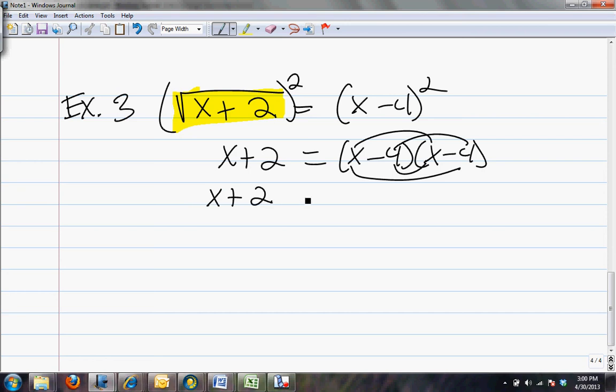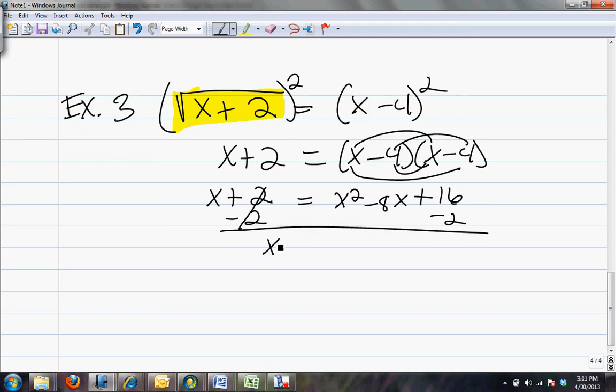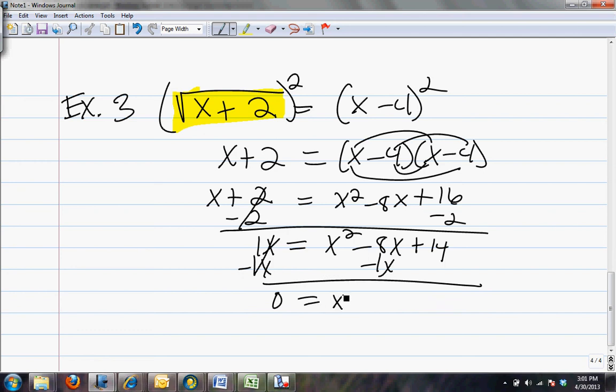All right. Hopefully you got x plus 2 is equal to x squared minus 8x plus 16. Then we're going to set this equal to 0. So I'm going to subtract 2 from both sides. X is equal to x squared minus 8x, because this is how we solve quadratics. We set them equal to 0. Plus 14. And subtract x. Remember, that's like a 1x. So 0 is equal to x squared minus 9x plus 14. Let me scroll up a little bit.